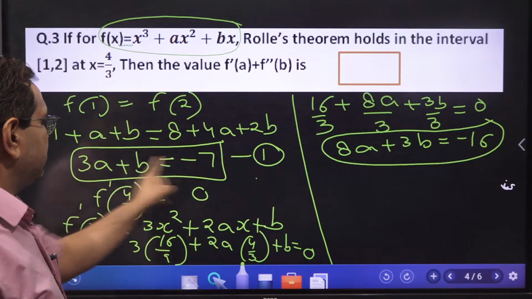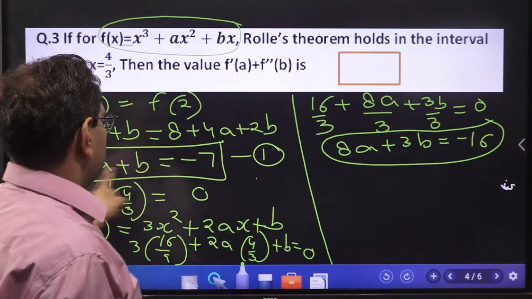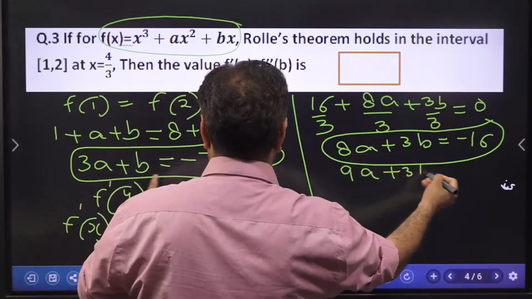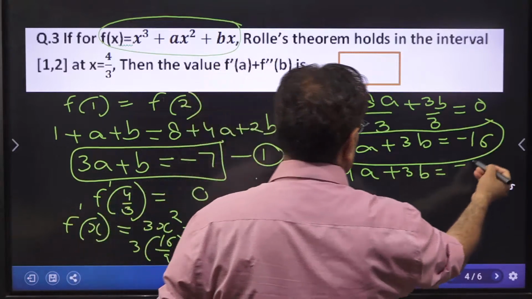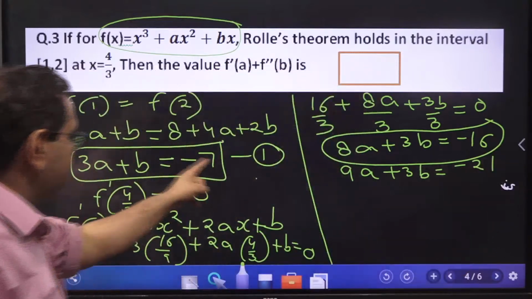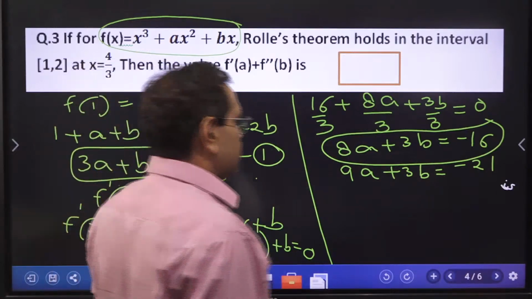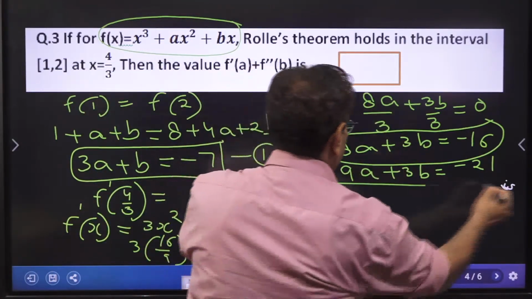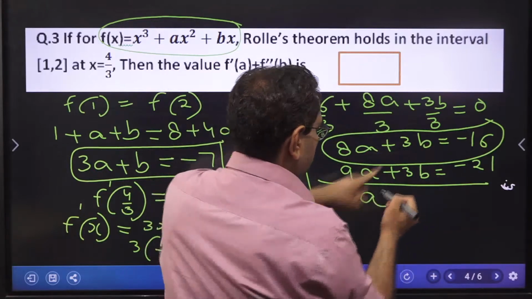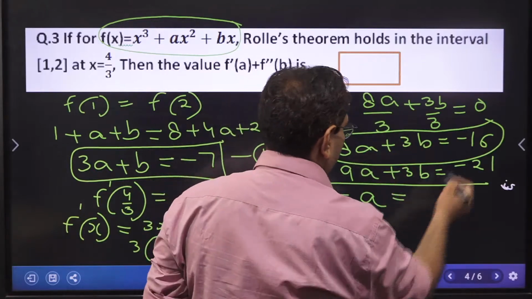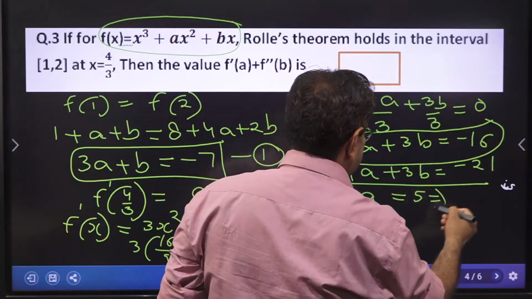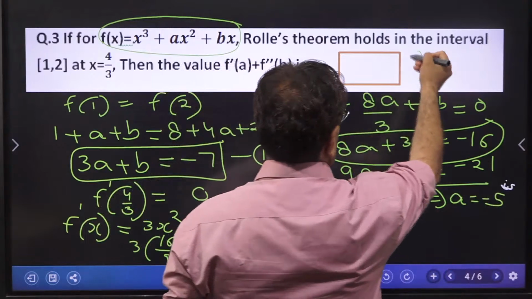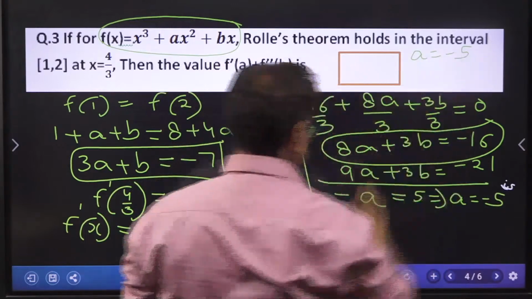So we can multiply this with 3. So 9a plus 3b equal to minus 21. I multiplied the first equation by 3. Now subtracting this second equation from the first, this minus this. So 8 minus 9 means minus a, cancelled, equal to what? 5, which implies that a is equal to minus 5. So we are getting a equal to minus 5 first.